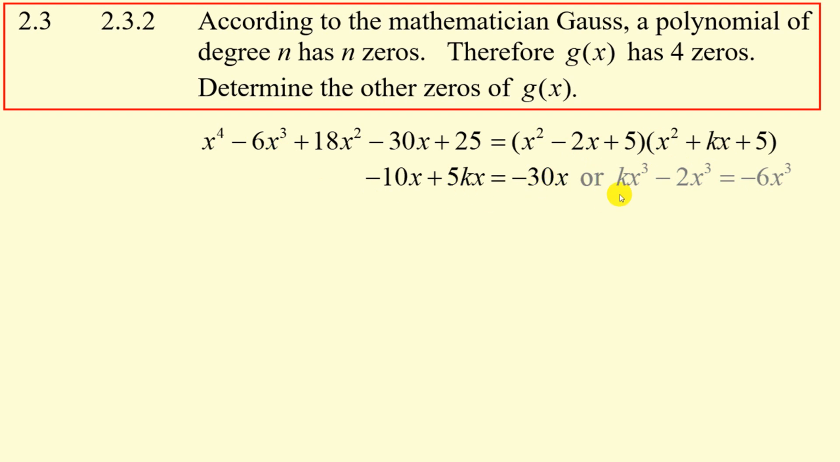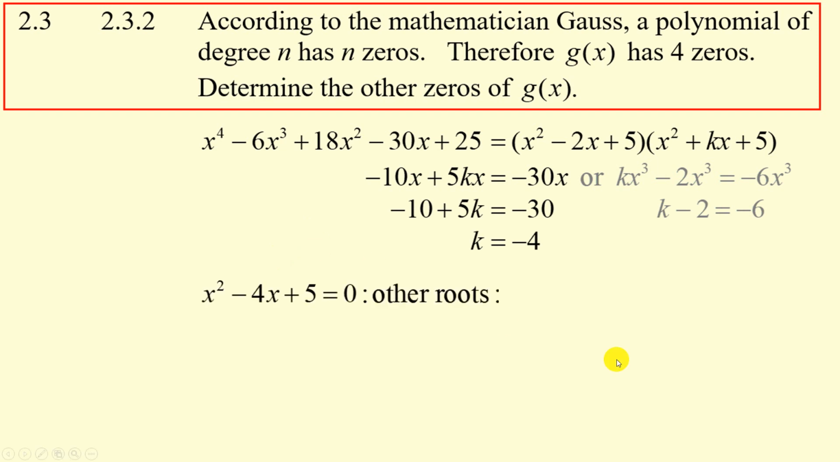We could drop the x or drop the x cubed, just by dividing through by them. And that gives the value of k in either case. So therefore I can now take that minus 4 and substitute in instead of k.